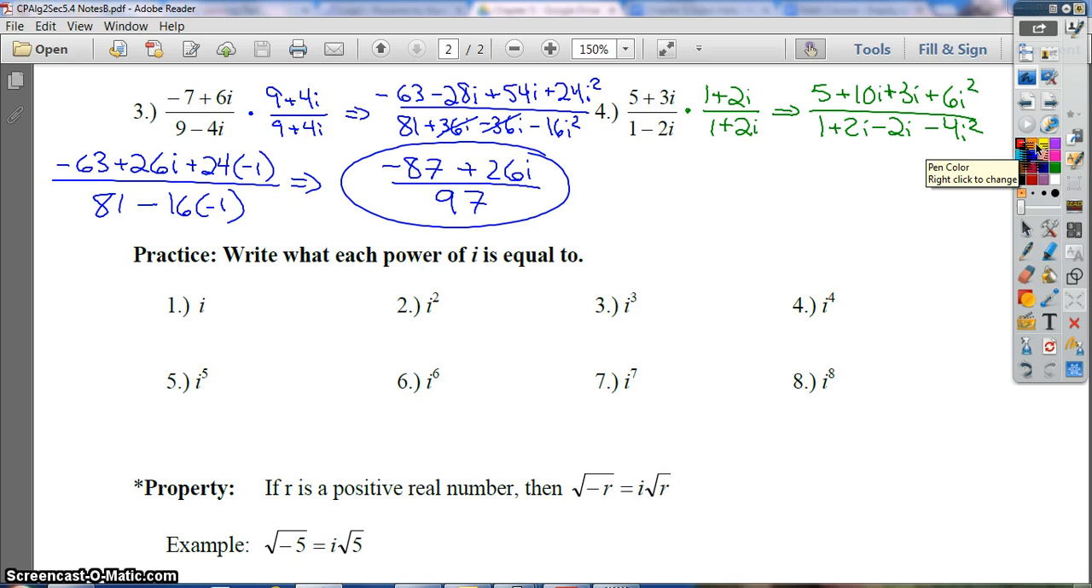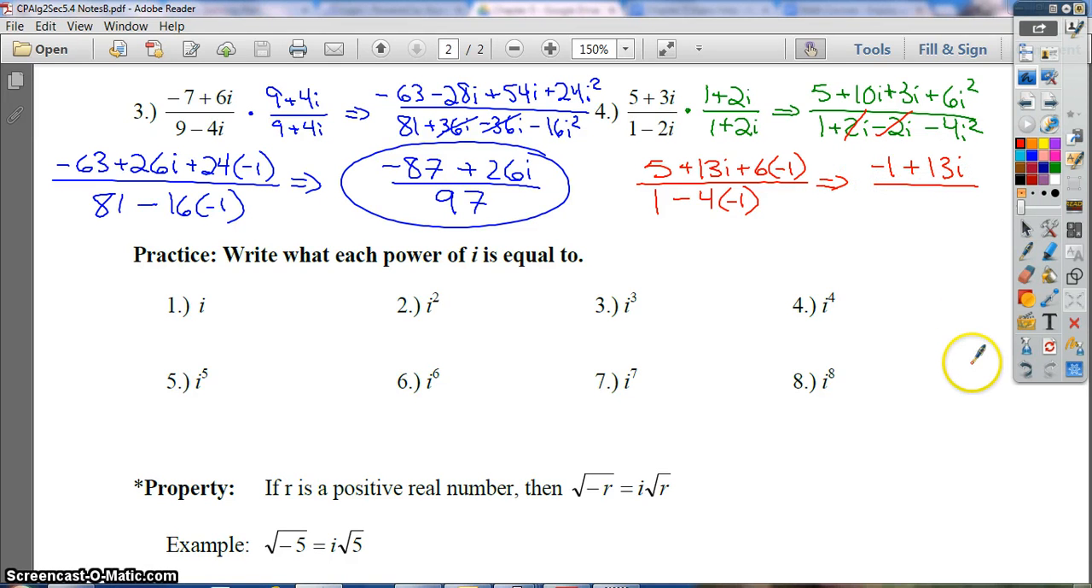Okay, so I'm going to combine like terms. This is 5, and this will be here, 13i, plus 6 times negative 1 all over 1, these cancel out, minus 4 times negative 1. So this is going to be 5 minus 6, which is negative 1. Still have 13i there. Down here, this is 1 plus 4, which is 5. There you go. And that's it.